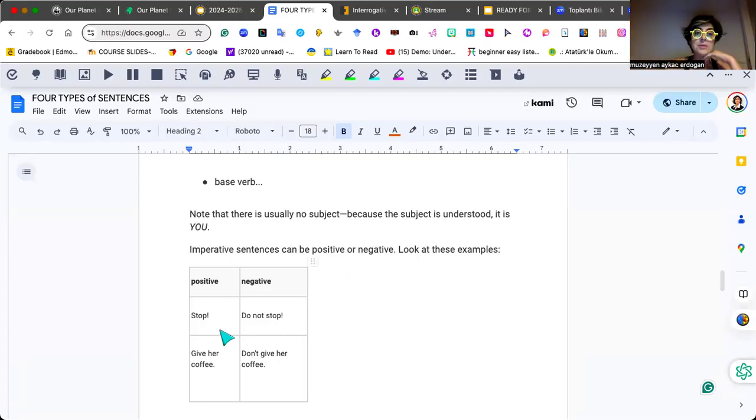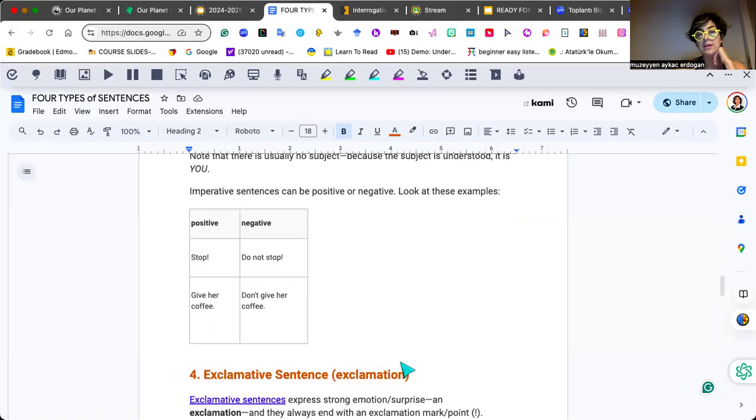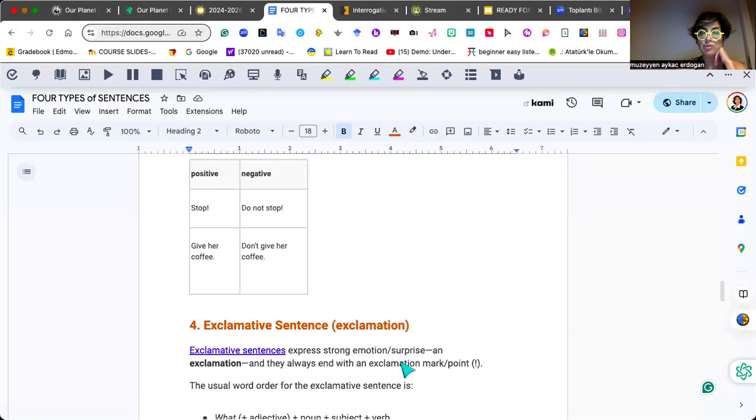Tamam mı? Mesela burada we again have two types, positive and negative. You can say stop. A traffic police officer can stop you, and they don't need to use a subject. Okay, they don't need to address you as you stop. They just say or tell stop or do not stop, like that. Give her coffee or do not give her coffee gibi cümleler de arkadaşlar bu cümle çeşitleri için örnekler.